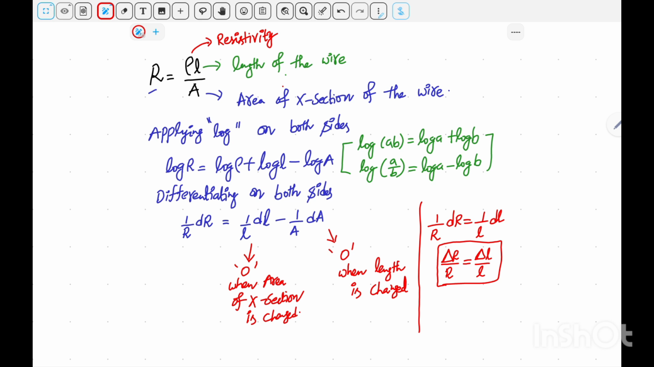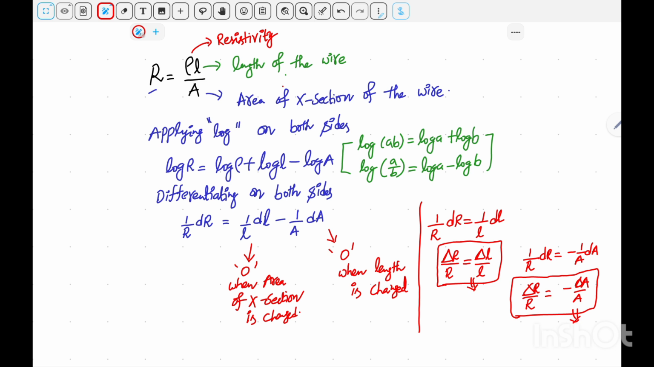And the second relation is, considering only the change in area but not the change in length, you can have a separate relation which is 1 by R dR is equal to minus 1 by A dA. Replacing dR and dA with delta R and delta A, you will get delta R by R is equal to minus delta A by A. So these are the two separate relations for the change in resistance when there is a small change in area of cross section, as well as when there is a small change in length of the wire.